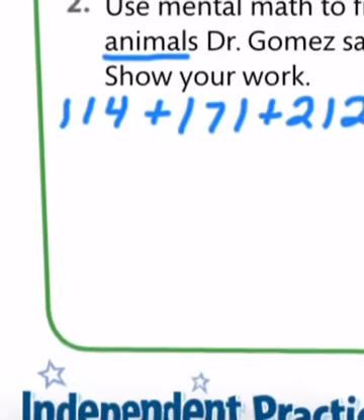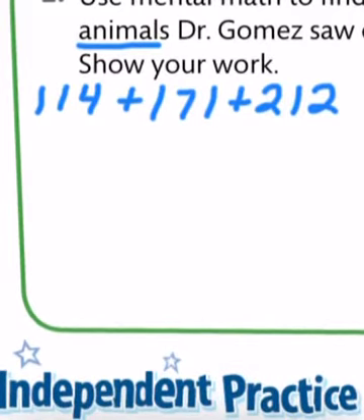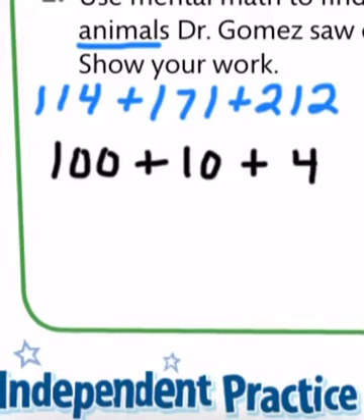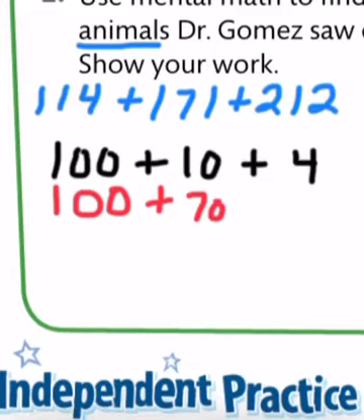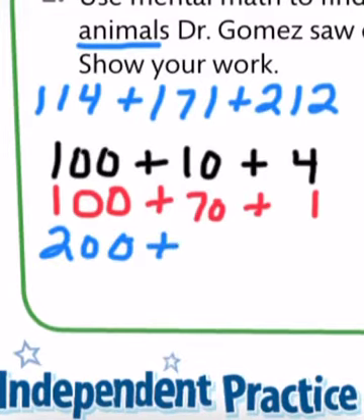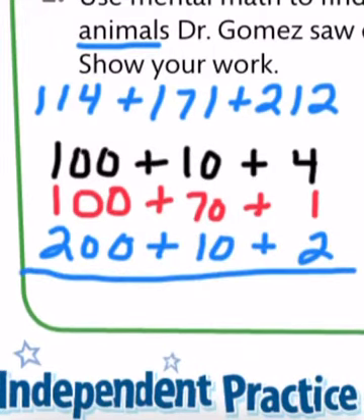212. All right, so I don't think I'm going to use the number line here in my example. I'm going to use more of a break apart strategy. I'm going to break apart 114 and make that 100 plus 10 plus 4. And then 171, I'm going to break that apart: 100 plus 70 plus 1. And then 212, I'm also going to break that apart, and that's going to be 200 plus 10 plus 2. Now I'm going to add all of that up.